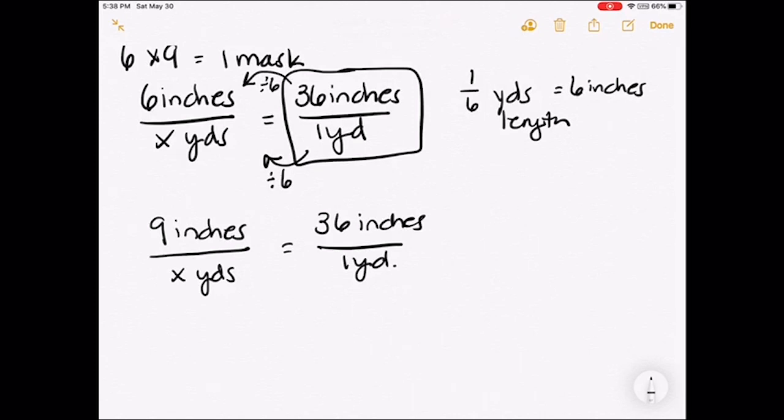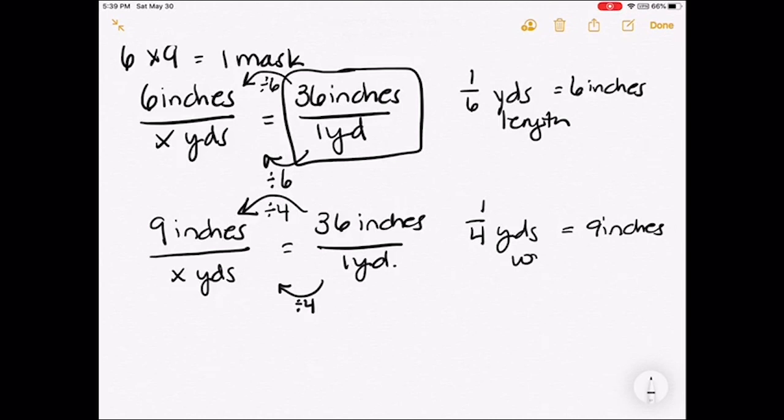So I'm going to use multiplicative reasoning again to figure out what did I multiply 9 inches by to get 36. And I can think of that as division also, and 36 divided by 4 is 9. So I'm going to do the same thing at the bottom, and I get 1 yard divided by 4 is 1/4 of a yard equals 9 inches, which is the width.